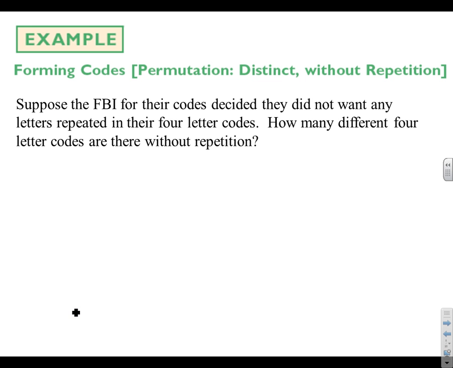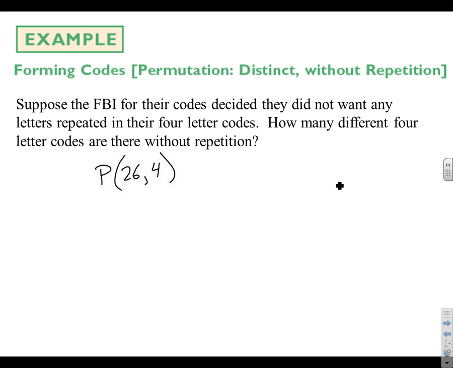Let's try this. Suppose the FBI, for their codes, decided they did not want to repeat. How many different 4-letter codes are there without repetition? All right, so this is a permutation because we're picking an order. How many are we choosing from? We're choosing from 26, and 4 is what we're choosing. All right, so what we could do here is just write it out without the formula.